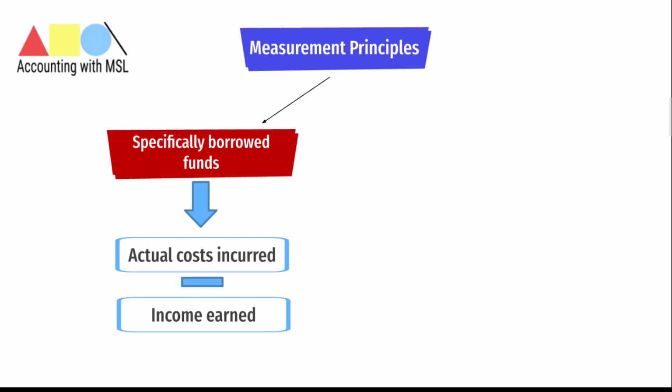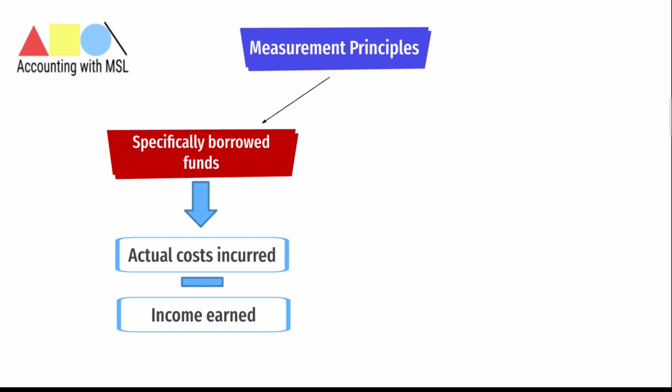What does this mean? It means that if you go for a specific loan, you have just one loan balance, and the purpose of that loan was to either acquire, construct, or produce or make your own qualifying assets, which you've defined as any asset that takes a substantial period of time to get ready for its intended use or sale. Then for that particular loan, the amount of borrowing costs capitalized will be the actual interest cost incurred. And then if you were able to generate any interest income within a certain period, you deduct this interest income earned from the cost and then you capitalize the difference.